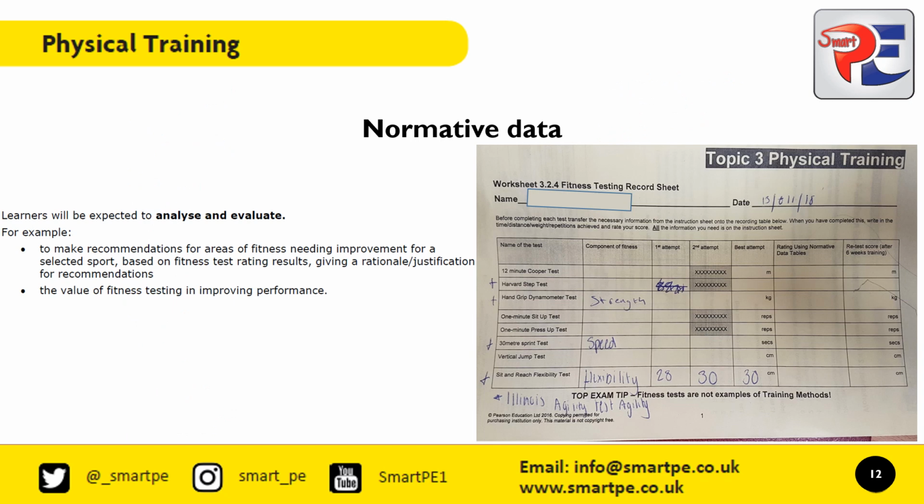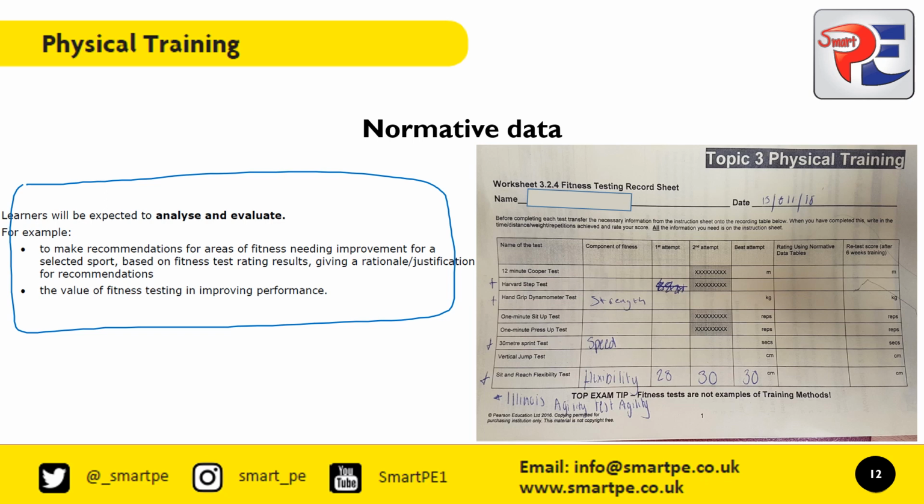Okay, so welcome to the section on normative data. This information here that I'm just going to draw around is taken directly from the specification. They want you to analyse and evaluate normative data. So the first thing is, you've got to try and make recommendations for areas of fitness that need improving for a selected sport. Think about when you do your coursework in a little bit: you're going to do a personal exercise program, also known as a PEP, and you will need to identify what sport you're relating it to.